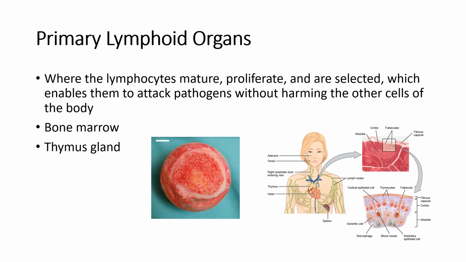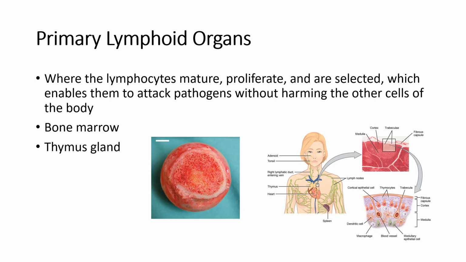Now, the primary lymphoid organs are the sites where lymphocytes mature, proliferate, right, divide and multiply, and are selected, which enables them to attack pathogens without harming the other cells of the body. And when we say selected, we'll learn in microbiology, they go through this really actually incredibly rigorous test, almost like you would train a dog. You want to test that it's not going to bite, so you give it certain like temptations or taunts and see that it doesn't respond. In a similar manner, the thymus will check that certain T cells don't respond against the body's own cells. When this check does not take place or it malfunctions, that's how we get autoimmune diseases.